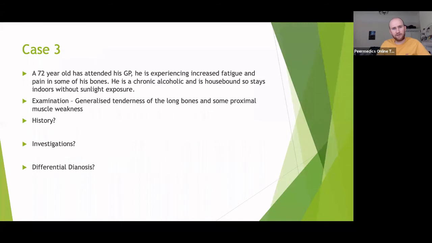Okay. So, case 3. A 72-year-old attended his GP. He's experiencing increased fatigue and pain in his bones. He's a chronic alcoholic and housebound, so stays indoors without sunlight exposure. On examination, we've got generalized tenderness of the long bones and some proximal muscle weakness. What are we going to be thinking about in our history, examination, investigations? Just put them in the chat.